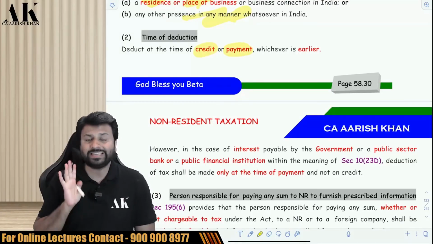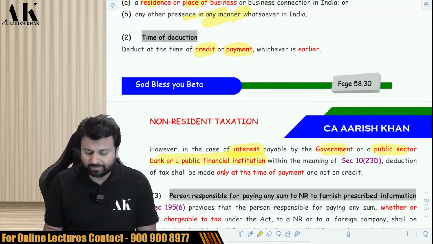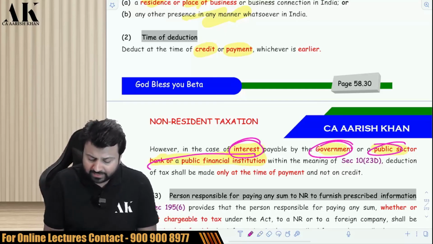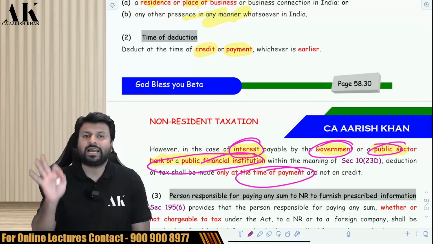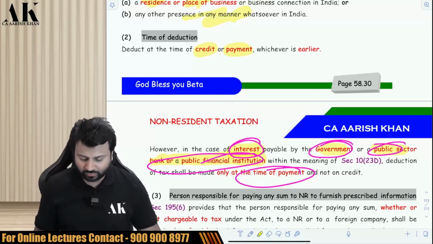But in certain cases, when interest is payable by government or public sector bank or public financial institution, then TDS has to be deducted only at the time of payment, not at the time of credit. At the time of credit, TDS is not required to be deducted.